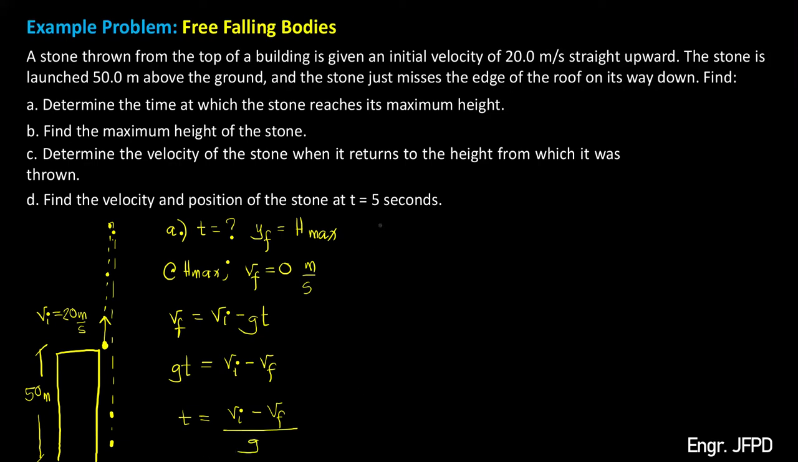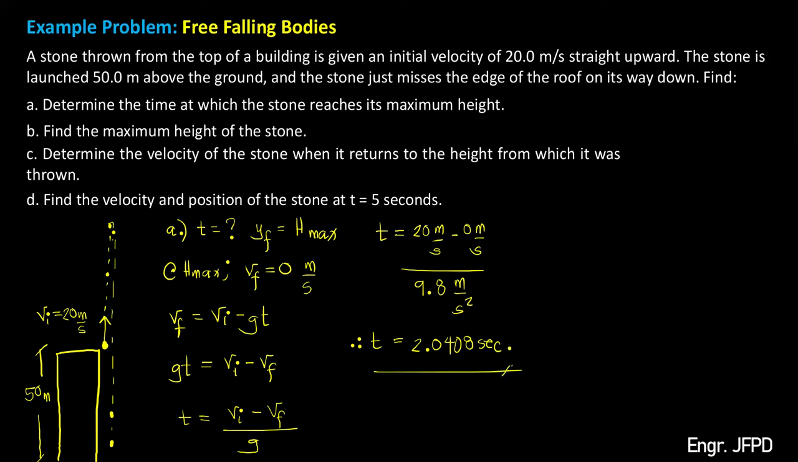Then, let's now try to substitute all our values. For the Vi, we have the initial velocity of 20 meters per second. And for the final velocity, that is 0 meters per second, divided by the acceleration due to gravity, which has a magnitude of 9.8 meters per second squared. And solving for the time t now, this will be equal to 2.0408 seconds. And this will be the time for the stone to reach the maximum height.